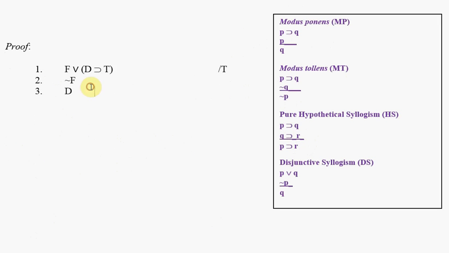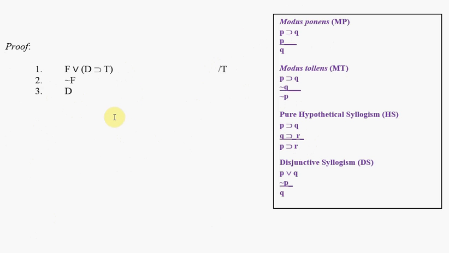Okay, so here we have another one. Again, lines 1 and 2 are premises. So the first premise is F or if D then T. The second premise is not F, but notice that this time we have a third premise, which is D, right? And then we have the conclusion over here on the far right as T. So that is the conclusion that we want to prove.